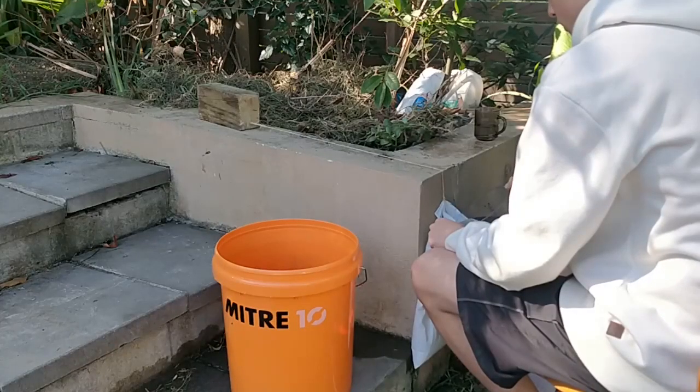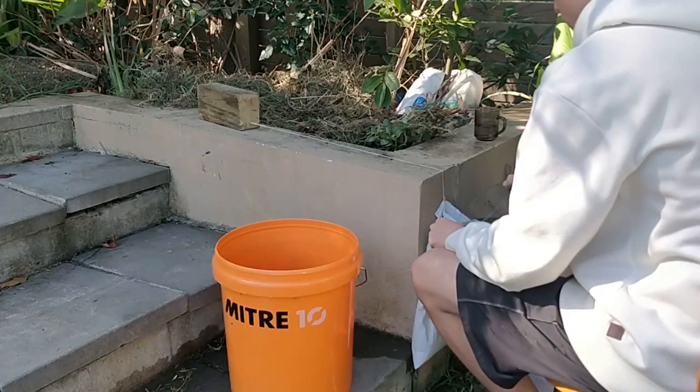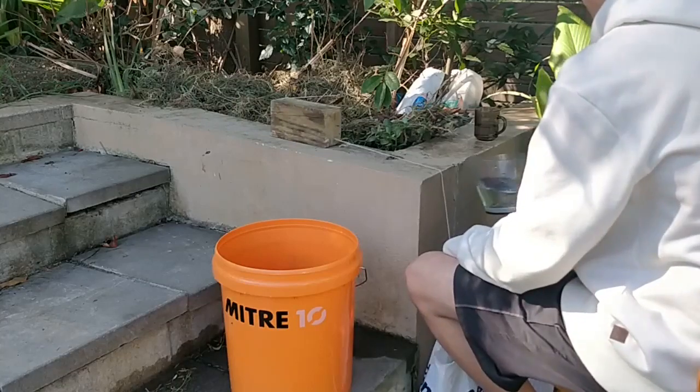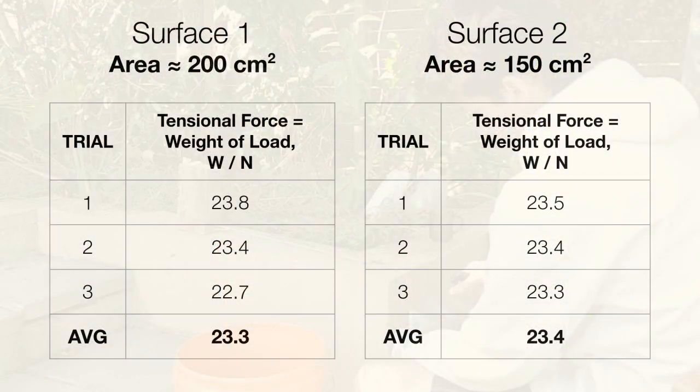Now let's change the orientation of the brick, therefore changing the contact surface area, and see what happens. What a surprise! The amount of force required to make the block move is still quite similar to the first orientation.